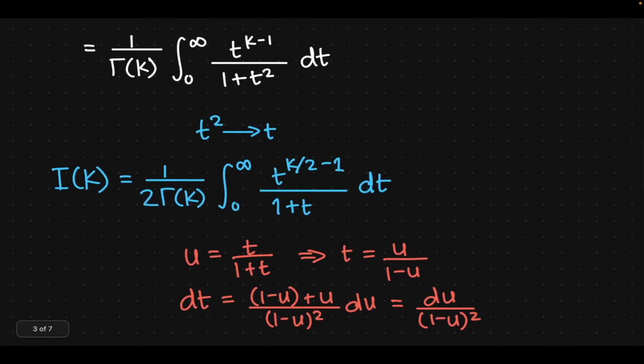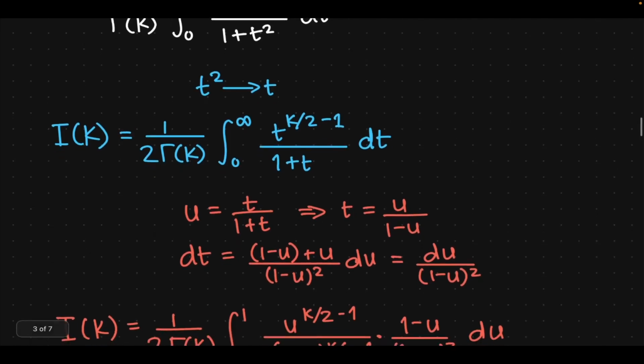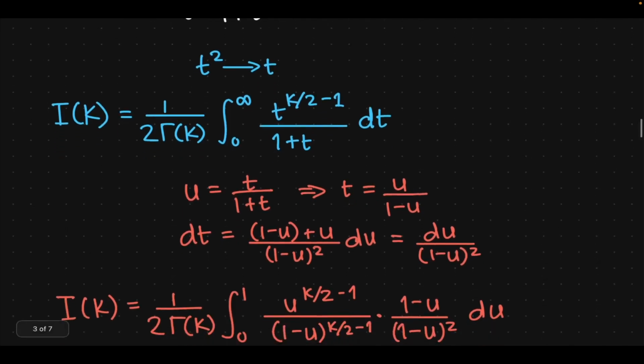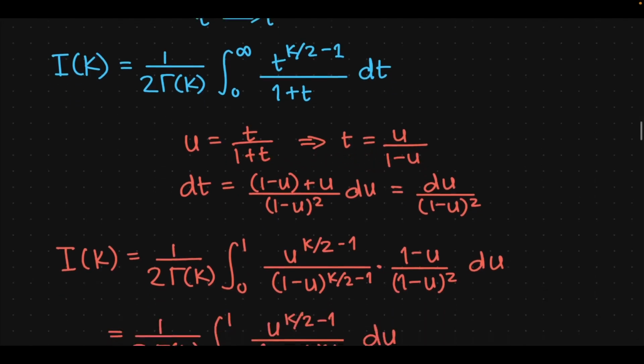Okay, so I of k is 1 over 2 times gamma of k integral from 0 to infinity t to the k over 2 minus 1, divided by 1 plus t dt. Now, and this is the important part, we are going to do a u substitution, and this is a non-trivial substitution. That's why I'm going to do it. So u is t over 1 plus t, and therefore if we invert this, t equals u over 1 minus u. It's just a few lines of algebra to check this.